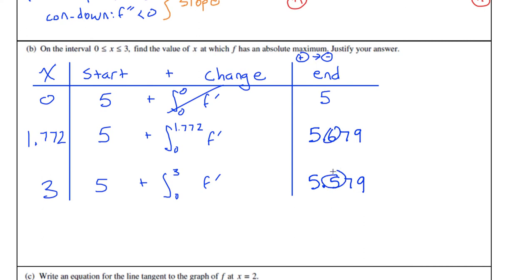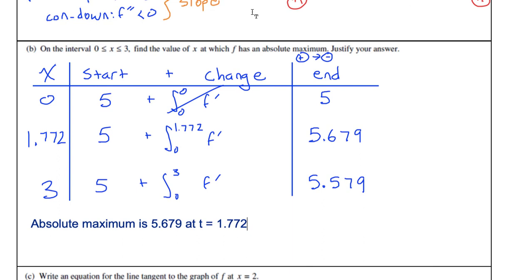All right, so we're looking for the biggest one. Well, that's a 6, that's a 5. So our biggest one is right there. Let's type it out. So absolute maximum is 5.679, and that happens at time is equal to 1.772.